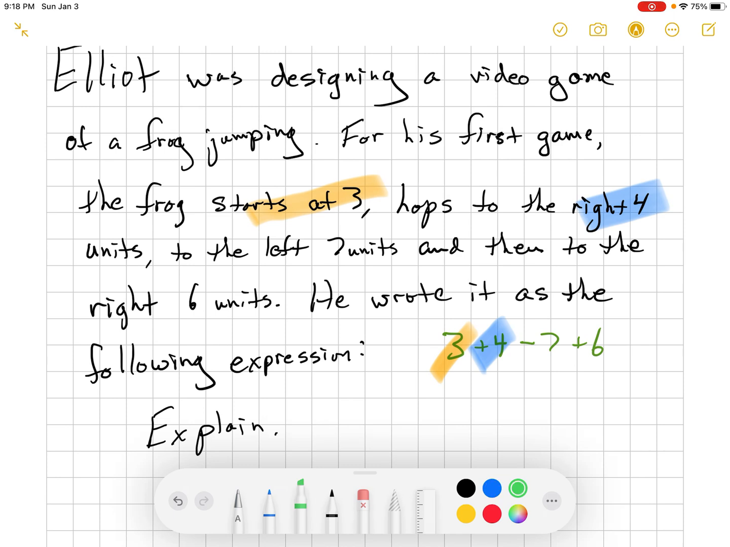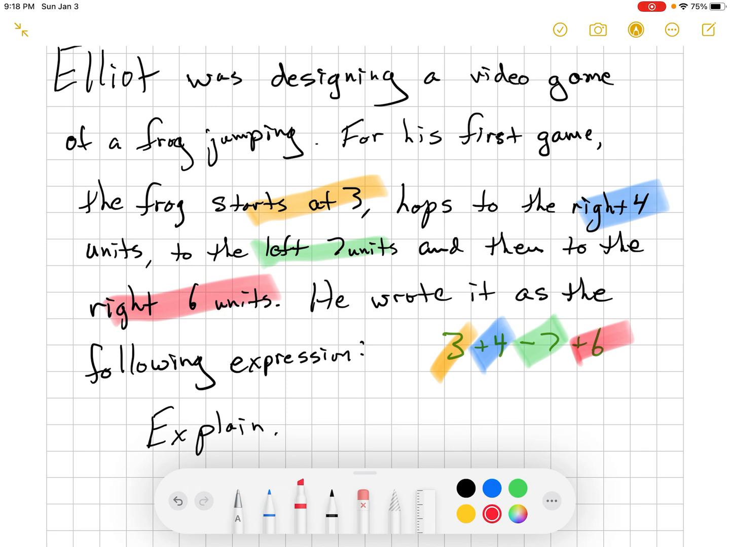Then we have what? To the left 7 units. There's my left 7 units. That's the negative, right? And then lastly, what happens then to the right 6 units? To the right 6 units would mean that we're going to go to the right. So that's a plus, or move into the right direction, okay?